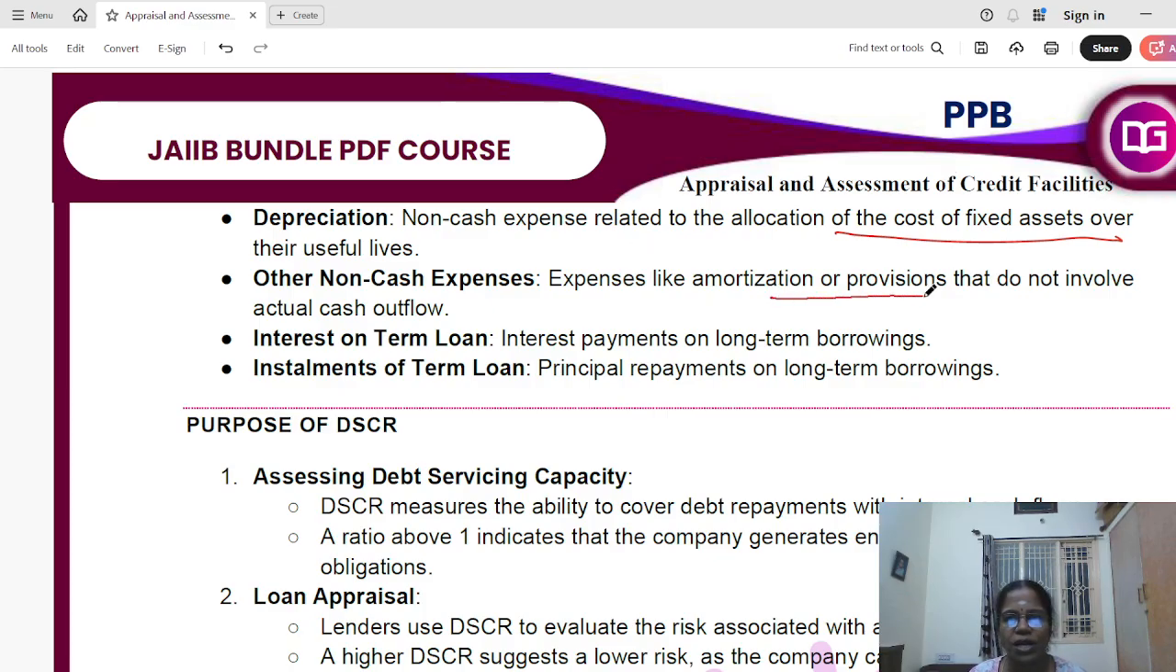Non-cash expenses, amortization of provisions, do not involve actual cash outflow. And what do we do with the provisions? Provision for doubtful debts, provision for debtors, all these are amortized, repaid and closed. Interest on term loan is the interest payment on the long term borrowings. Installment of term loan is the principal repayment on the long term borrowings.